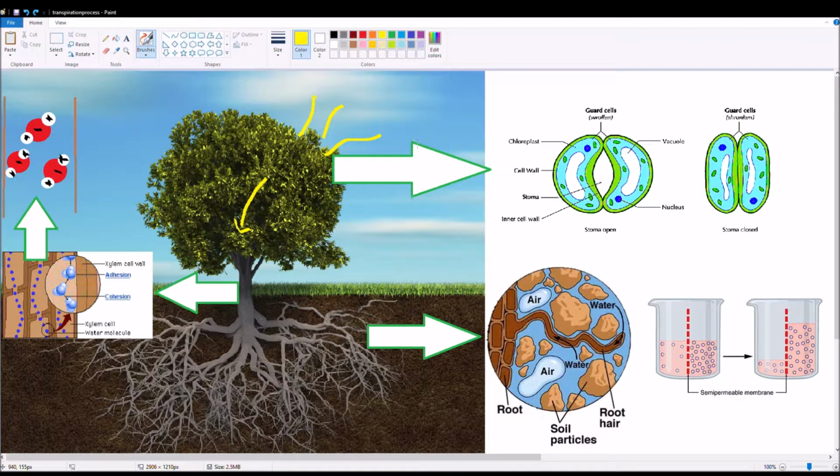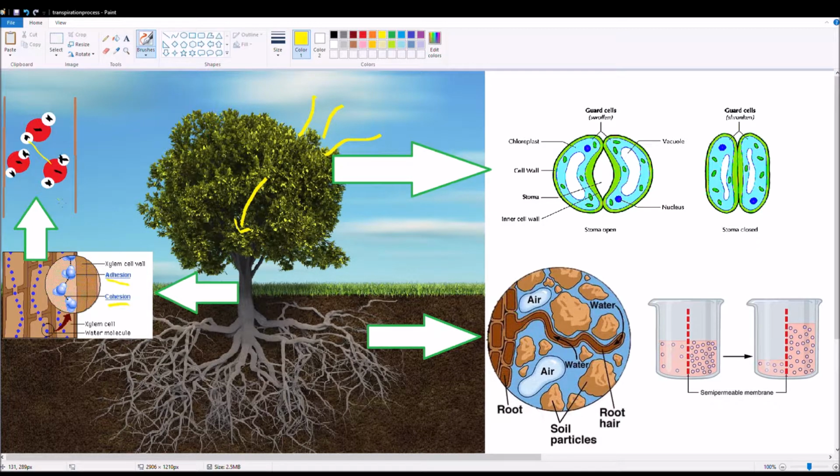Transpiration can occur due to two properties of water, and these are called cohesion and adhesion. Here, cohesion is the attraction of the positive hydrogen atom to the negative oxygen atom of another water molecule. This leads the water to connect with each other in a process called hydrogen bonding.